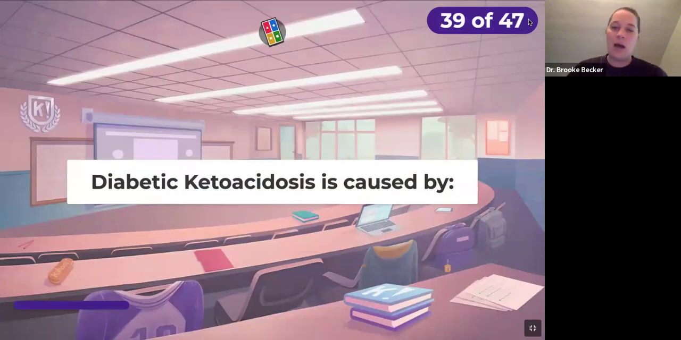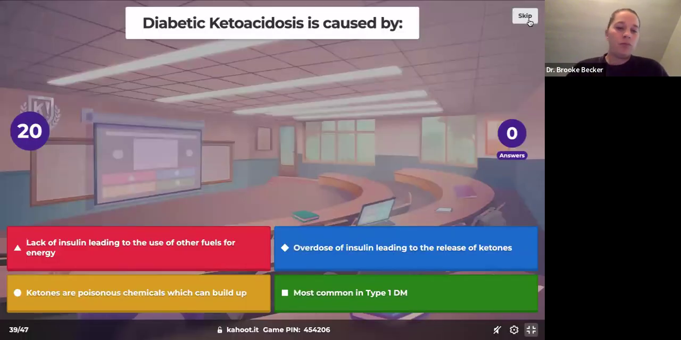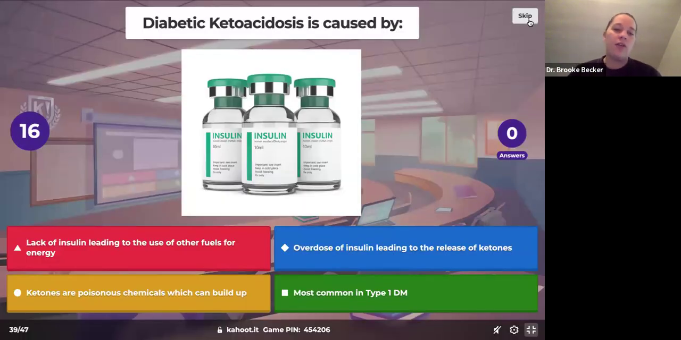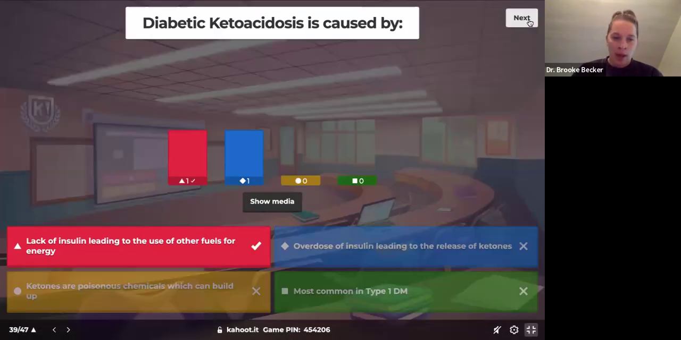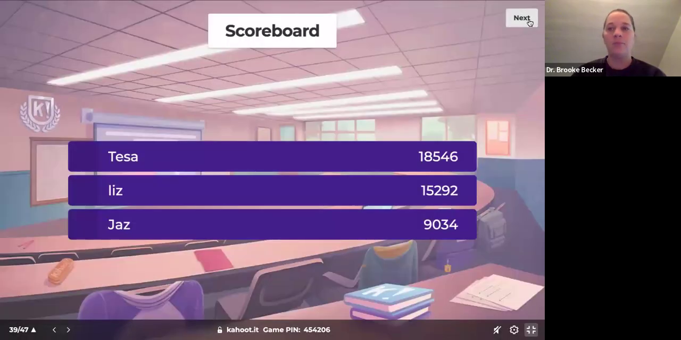DKA is caused by a lack of insulin leading to the use of other fuels for energy, an overdose of insulin leading to a release of ketones, or ketones are poisonous chemicals which can build up, or most common in type 1 diabetes mellitus. Yes, a lack of insulin leading to the use of other fuels for energy. So then that's where you get the acidosis. Okay. Good.